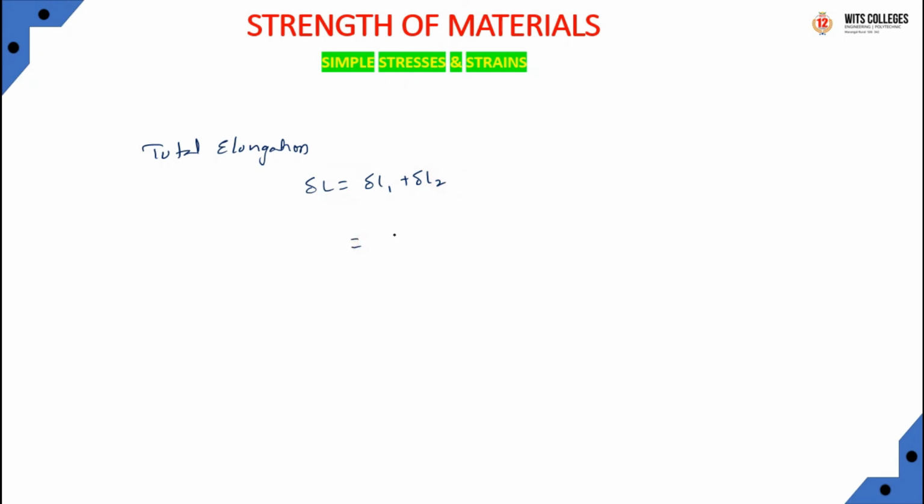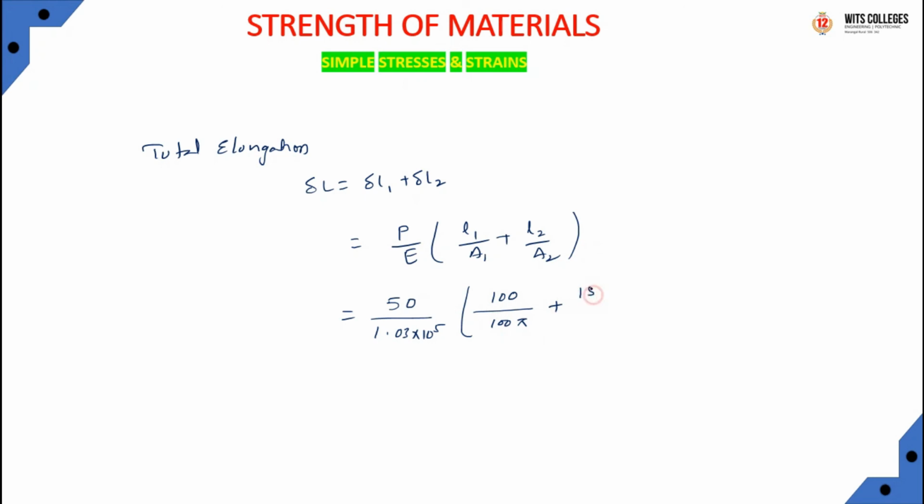Okay, so that is delta L equals delta L1 plus delta L2. So we can write P by E times (L1 by A1 plus L2 by A2). Okay, this is the formula. So we have P is 50 by 1.03 into 10 power of 5, and L1 is 100 by 100 pi plus L2 150 by 225 pi. Okay, so it gives delta L equals 0.08 mm. Okay, this is the total elongation of the bar.